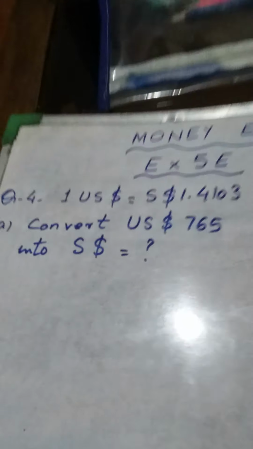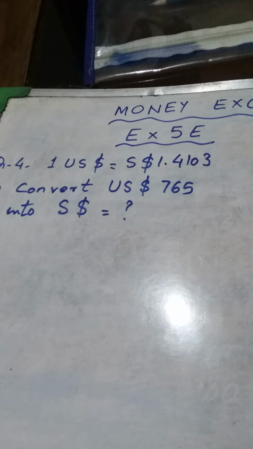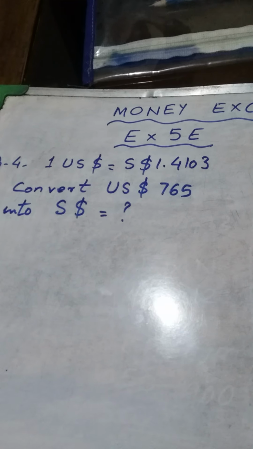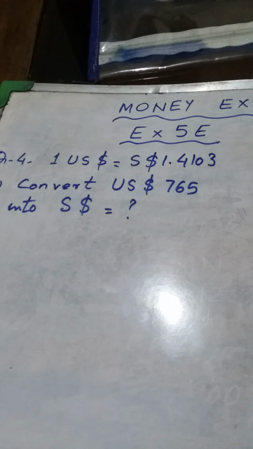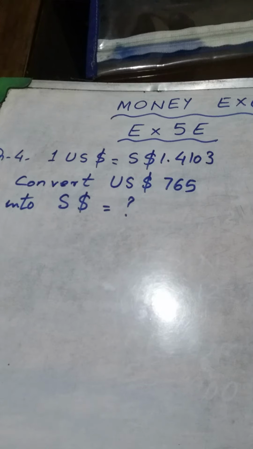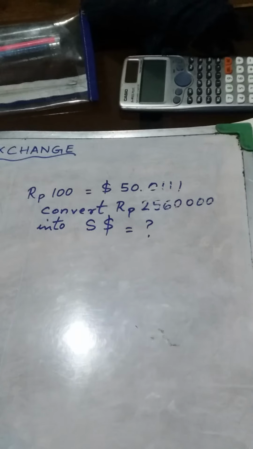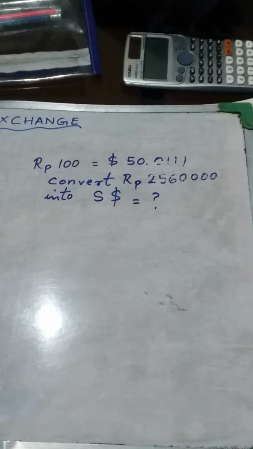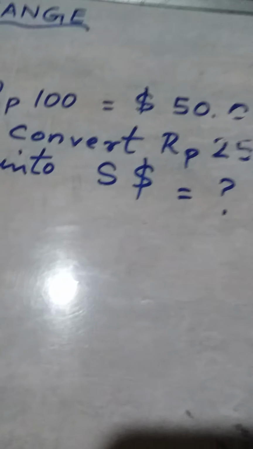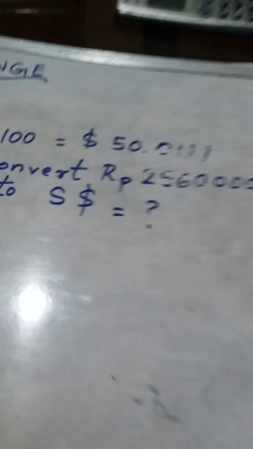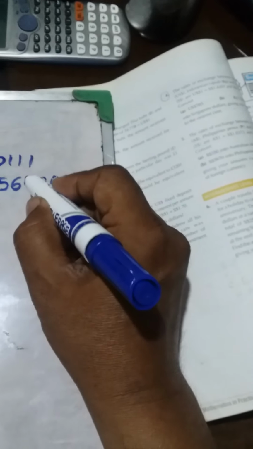One is US dollar equals Singaporean dollar 1.4103. This is one conversion value given. The other one is Indonesian rupiah equals Singaporean dollar 50.0111. This is the conversion between Indonesian rupiah and Singaporean dollar.